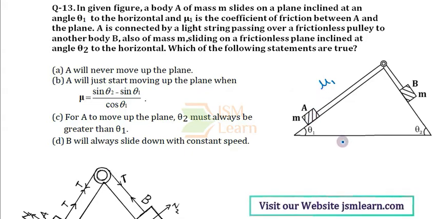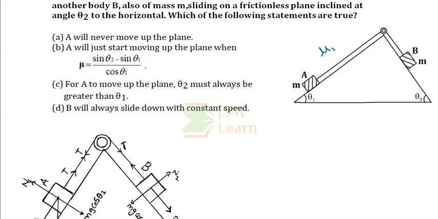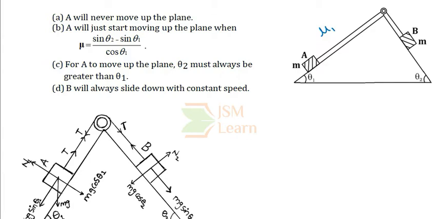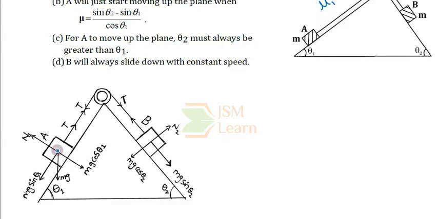In order to get those conditions, whether block A will just start moving up will depend on the values of theta 1 and theta 2 and mu, the coefficient of friction between block A and the inclined plane. When you analyze the diagram, block A is kept on the inclined plane of inclination theta 1, so the weight mg acting vertically downwards is resolved into components: mg sin theta 1 directed down the inclined plane, and mg cos theta 1 perpendicular to the surface of contact.